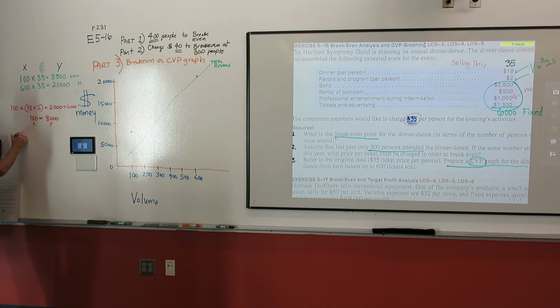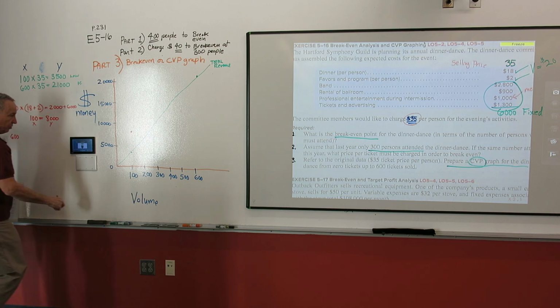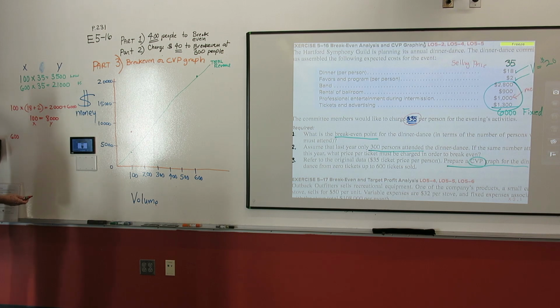If 600 people come, let's do 600 for total costs. If 600 people come, I'll still have $18 for dinner plus $2 for the favors. That's $20, times 600. That's going to be 12,000, I think. $12,000 plus 6,000. You remember? We got $20 for every person, 600 times that. That's going to be 12,000, but there's always the fixed cost of 6,000. So for 600 people, I'll have costs of $18,000.